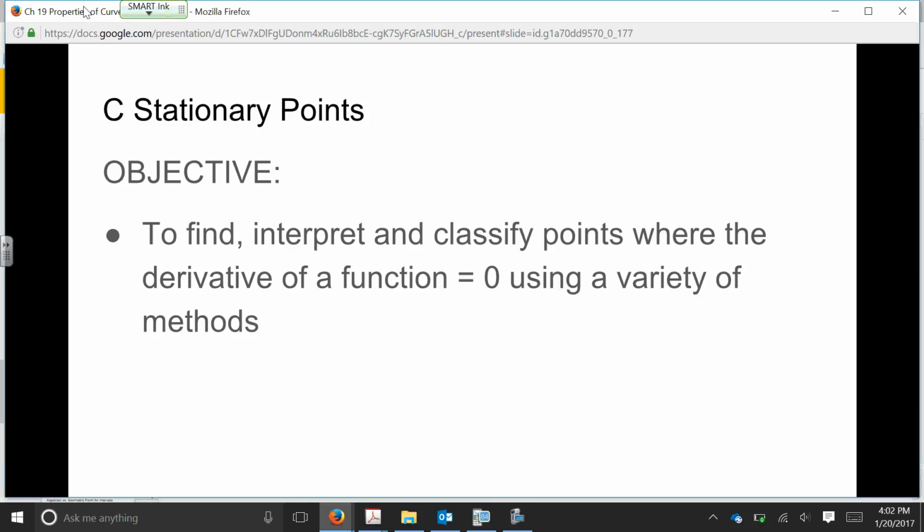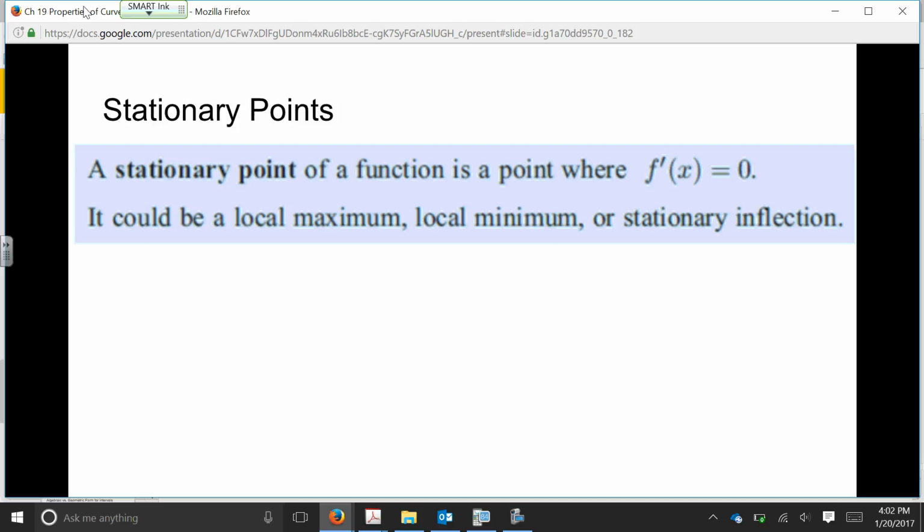Moving on to our next video here, talking about stationary points. So we're going to be building on the things we've been talking about in the previous sections. Specifically, we're going to find, interpret, and classify points where the derivative of a function equals 0 using a variety of methods. So first, a definition here. When we refer to this idea of a stationary point, that's just any point where the derivative equals 0.